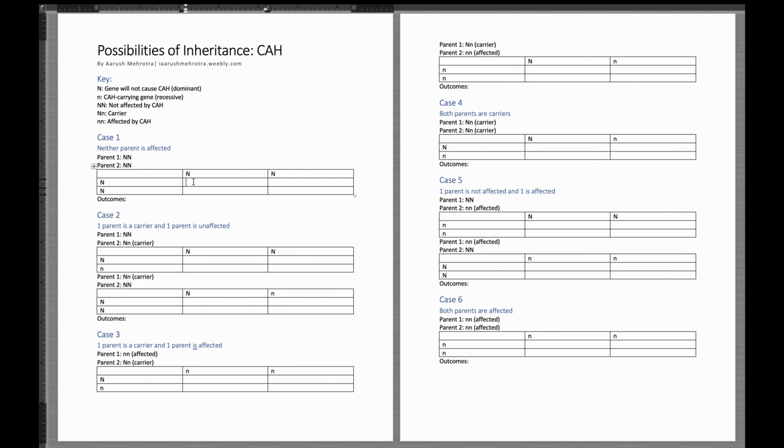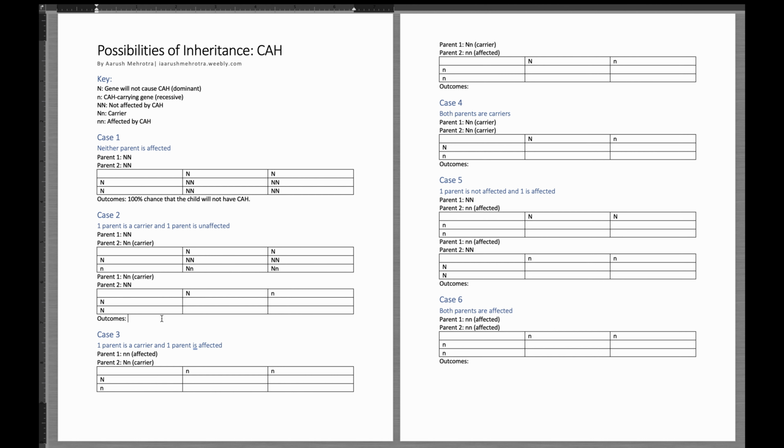We can multiply their genes, all of which are capital N's, to see the possibilities for children. In this case, there is a 100% chance that the child will not have CAH. In case 2, one parent is a carrier and one parent is unaffected. Once again, we can multiply their genes to find out the possibilities.